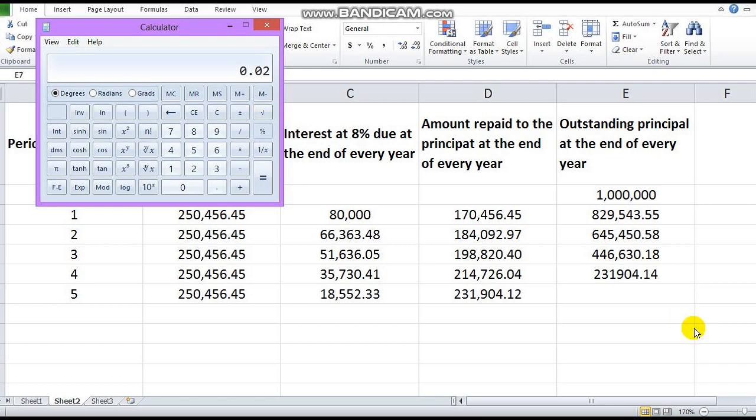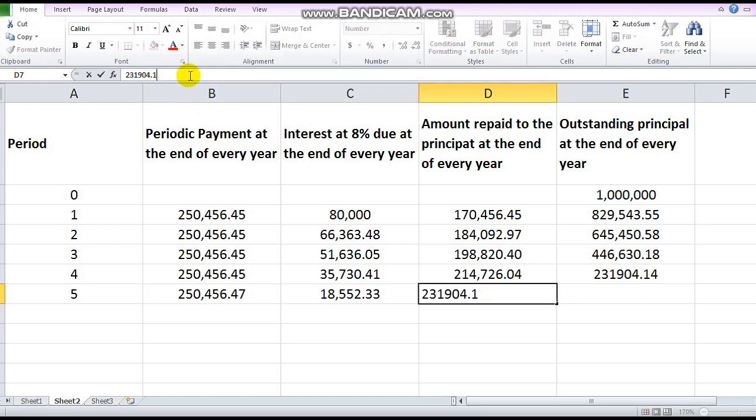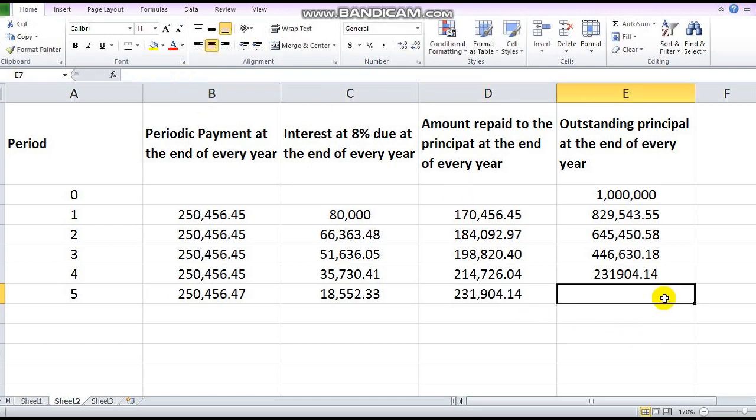Remember that in our previous computations, we've been rounding off. So that would be the effect of the round off. Sometimes there will be some excess of very small amounts. It should be very small. If it's more than like 10 centavos or 1 peso, there might be an error in the amortization schedule. But if it's very small, it's okay. So let's just add this in our periodic payment, 0.47, we just add it here. 0.14, so outstanding balance should be at 0.